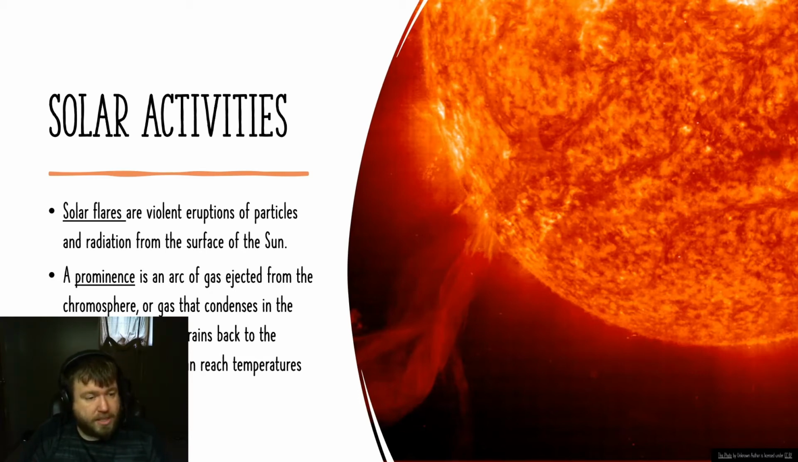The next solar activity is called a prominence, and this is an arc of gas ejected from the chromosphere, or gas that condenses in the sun's inner corona and rains back to the surface. Prominences can reach temperatures of over 8,540 degrees Fahrenheit. Now, this picture here shows a prominence. See this stream? It looks like a stream of fire or lava coming off of the sun. Well, that's what's called a prominence. Now, that's just gas. It's not a solid. And it will come out, burn, and then it'll crash back into the surface of the sun. That's called a prominence.